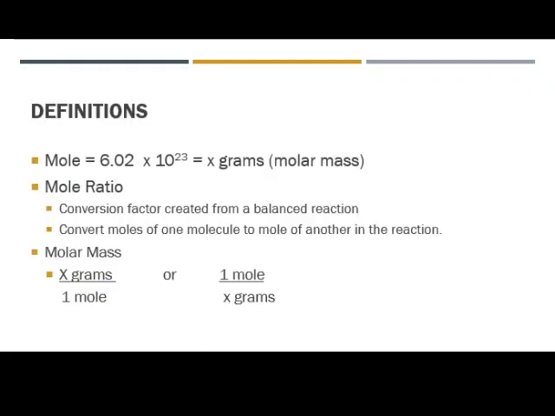Okay, some definitions to review. Number one, a mole equals 6.02 times 10 to the 23rd, which equals X grams, which is our molar mass. A mole ratio is a conversion factor created from a balanced reaction. You convert moles of one molecule to moles of another in the reaction. Molar mass can be written two different ways. It is a ratio, X grams per 1 mole or 1 mole per X grams. Now the X grams comes from you calculating the molar mass of the molecule from the periodic table.